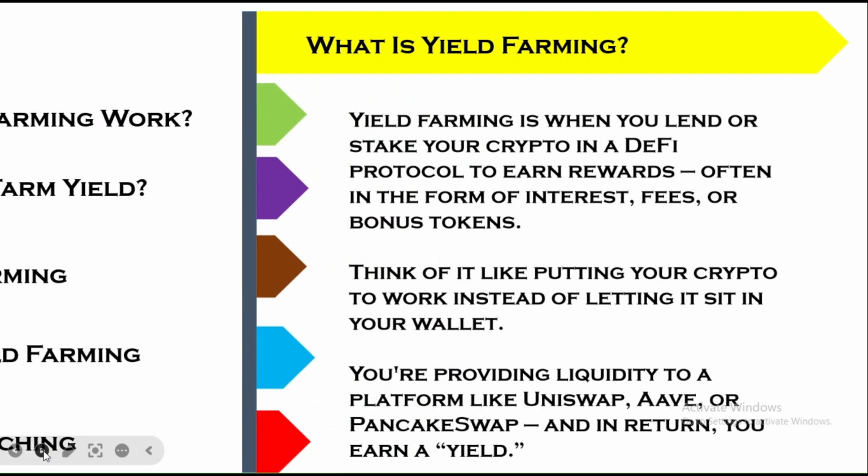Now, yield farming is when you lend or stake your crypto in a DeFi protocol to earn rewards, often in the form of interest, fees, or bonus tokens. Think of it like putting your crypto to work instead of letting it sit in your wallet. You are providing liquidity to platforms like Uniswap, Aave, or PancakeSwap. In return, you earn a yield. So this is what we call yield farming. Usually it's calculated annually or every 6 months depending on the platform.